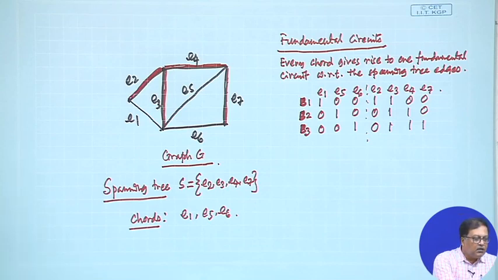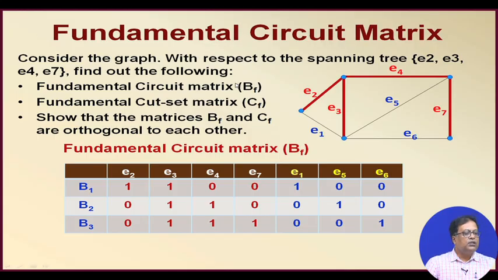Just for your information, look at this particular thing. This is drawn in a different way, that is, on this side it is shown E1, E5, E6. So, 1, 0, 0, 0, 1, 0, 0, 0, 1, that is the unity matrix from the chords, and this is where the spanning tree edges are. All right.